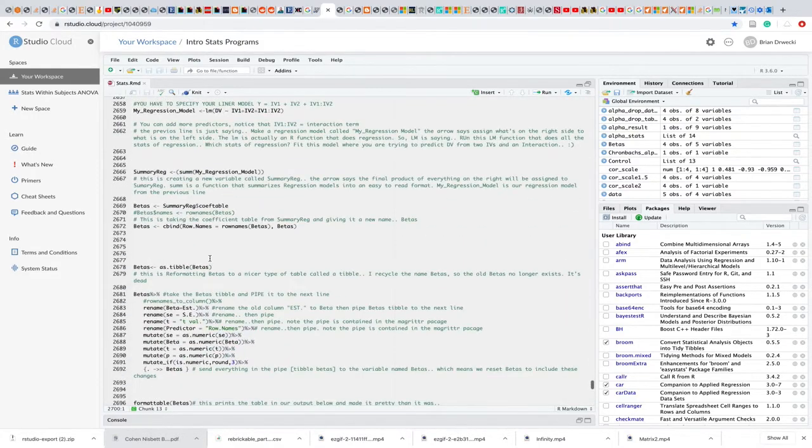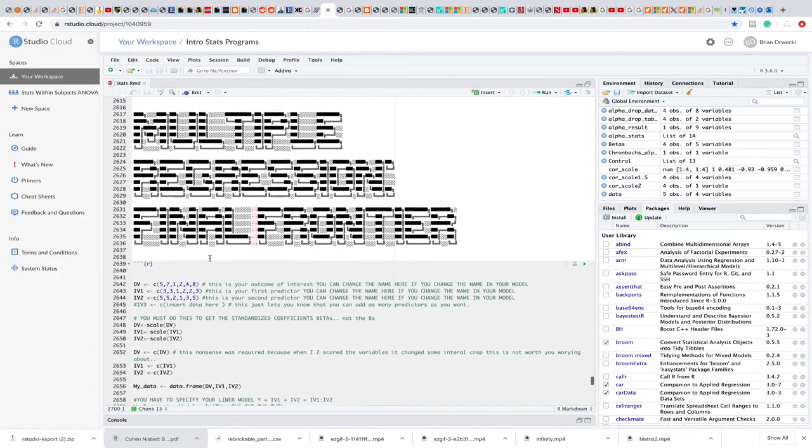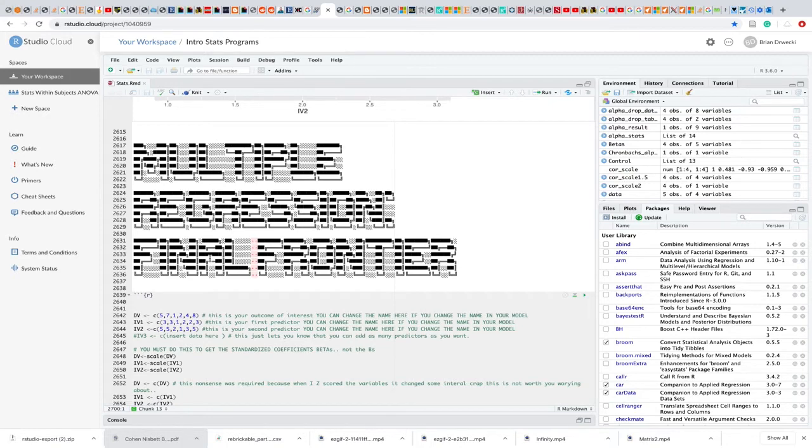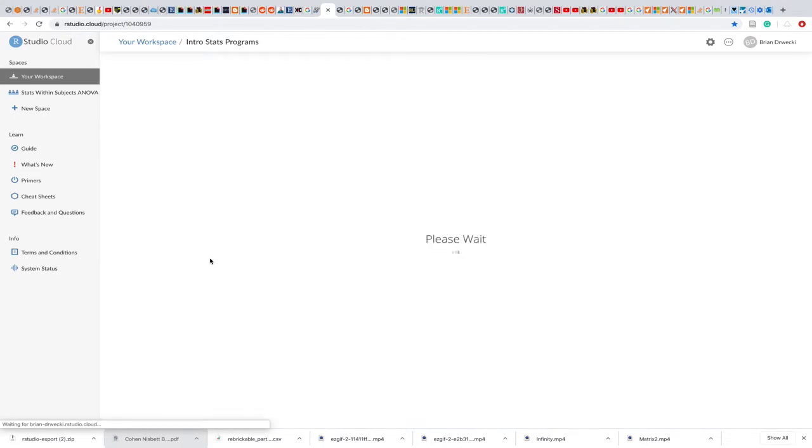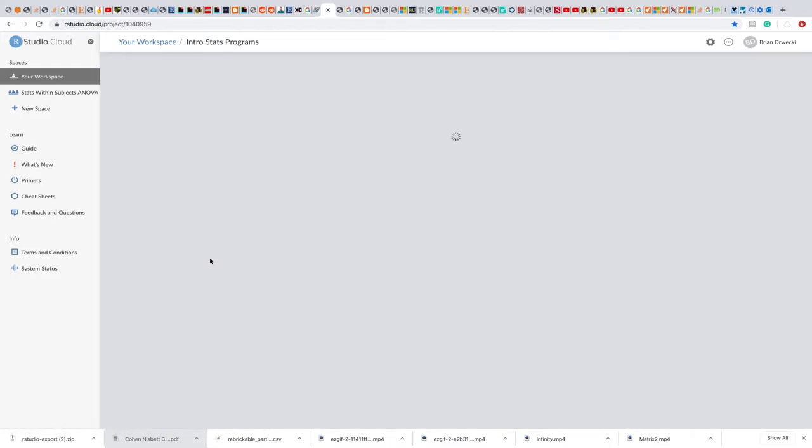All righty. So if you go to the very bottom of our stats program, you will find this multiple regression final frontier. You should use that when you are trying to do a multiple regression with all continuous predictors. And we're just going to wait for my stats program to load. Hopefully we get lucky.